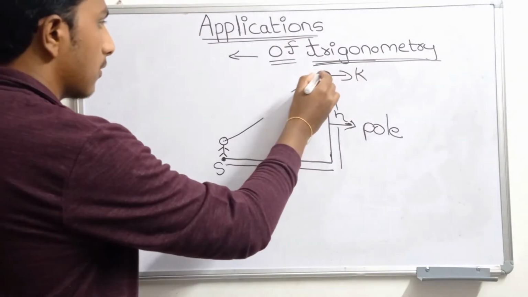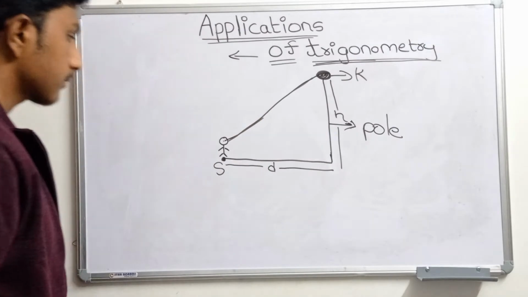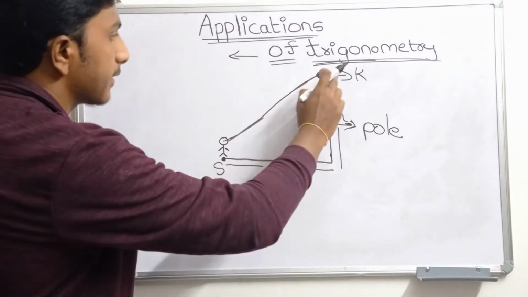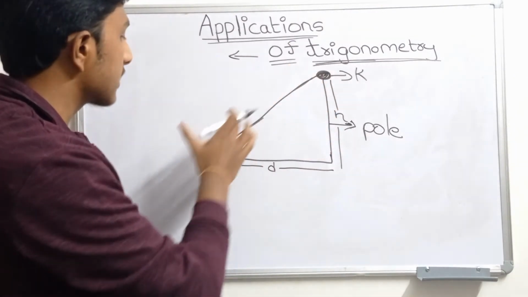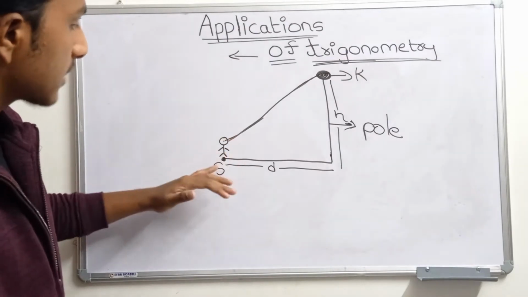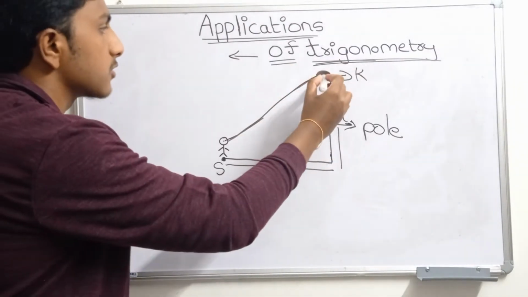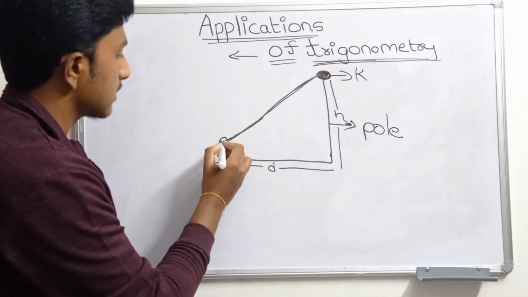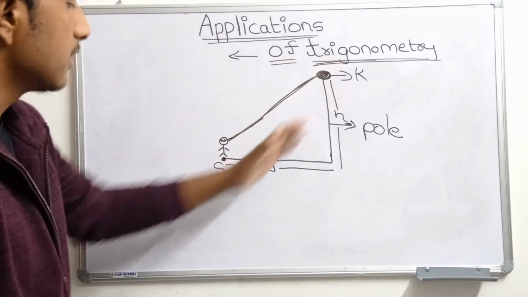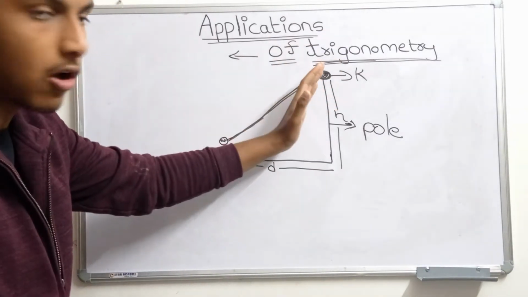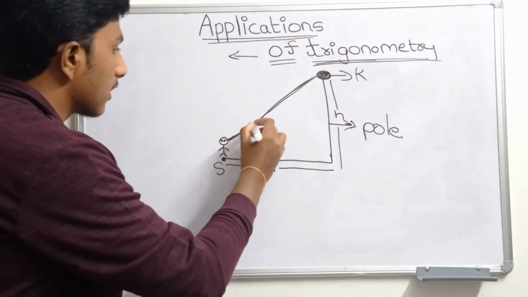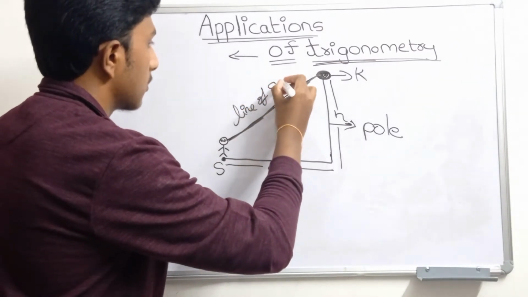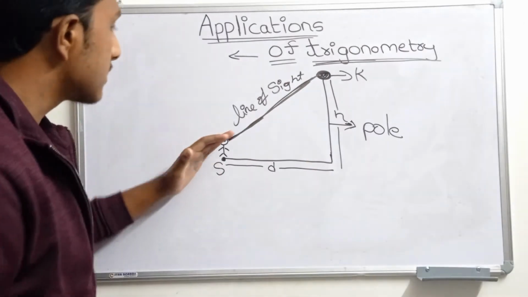Okay guys, now let it be in this way. Consider this is the angle. Consider this is the line that is connected between the object and the person's eye. That means the person standing at the position S is seeing the object at position K, and this is known as the line of sight. Don't worry guys, I'll give the perfect definitions.